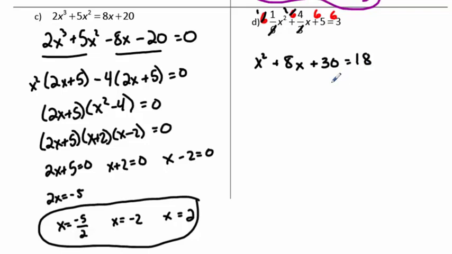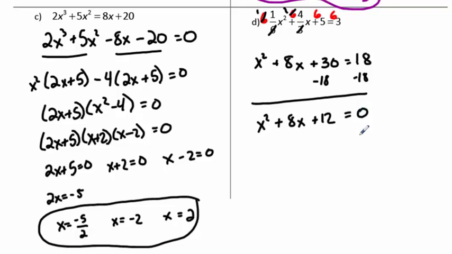It's nice to clear the fractions first so that I can work in an equation that has only integer values. To get this equal to 0, we're going to subtract the 18 off of both sides. So we're going to have x squared plus 8x plus 12 equals 0. And we need to factor this. Let's take our 12. Our 12 is positive, and so is the 8. So we know we need two positive factors.